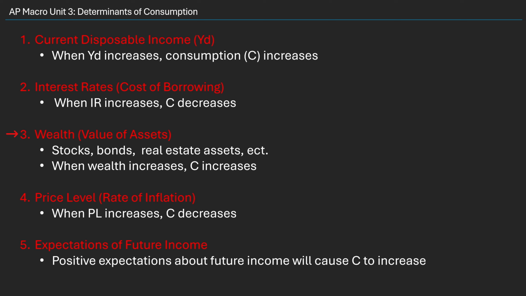Wealth, which is the value of stocks, bonds, and real estate assets. So when wealth increases, your consumption increases because you have more money to spend on things. Price level, which is the rate of inflation. And when price level increases, consumption decreases because it's more expensive to buy stuff. And finally, expectations of future income. If you think you're going to be making more money in the next few years, it's likely that your consumption is going to increase because you know you'll have more disposable income.